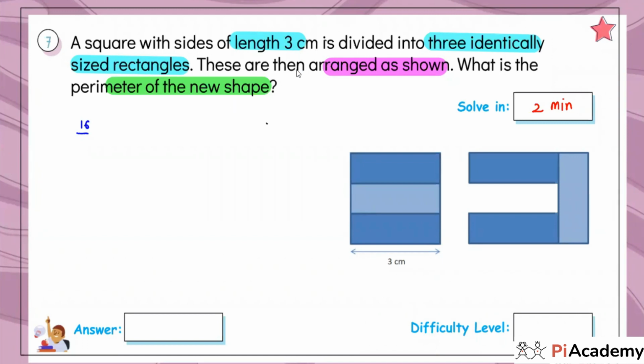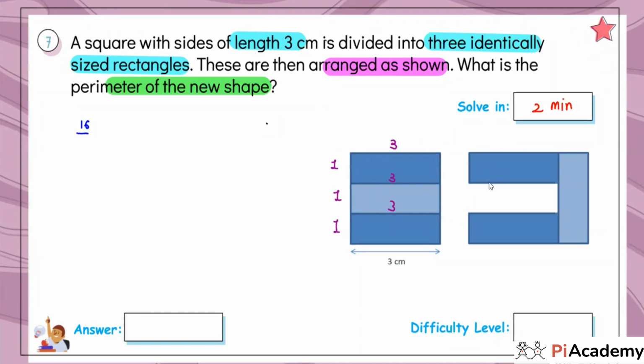A square with the side of 3 centimeter is divided into 3 identical size rectangles, right? So what it means is that it is divided equally, right? So each of these sides is going to be 1, right? And this side is as it is, there is no division, so we are not dividing this side, right? So everybody has this 3, right? So the new rectangle formed is of this dimension. One of them is 1 centimeter and another one is 3 centimeter, right? So apply the same logic here.